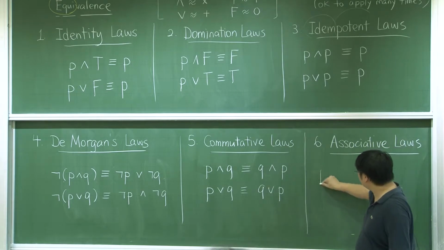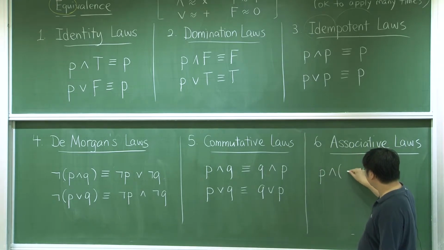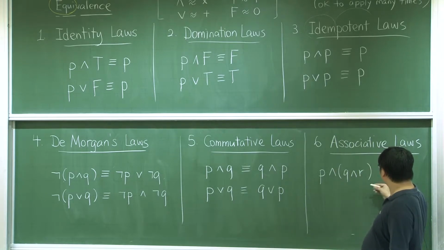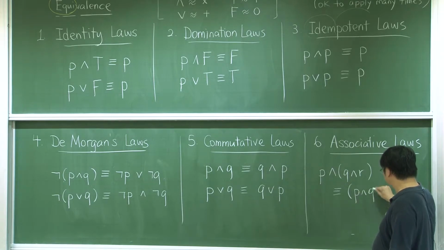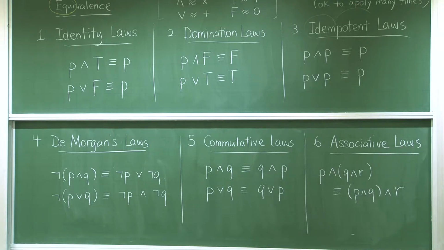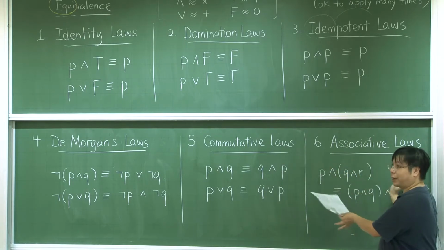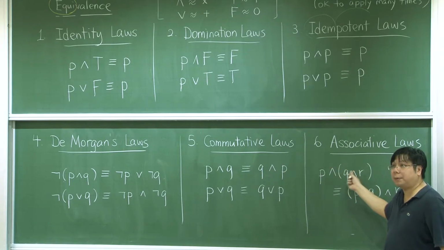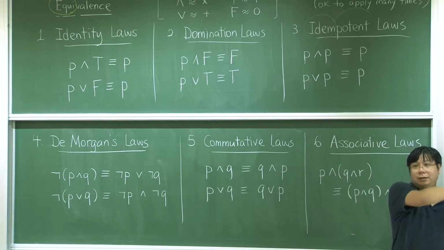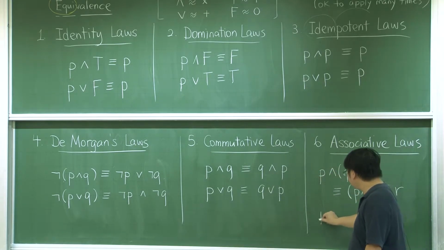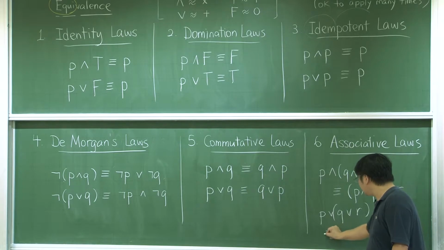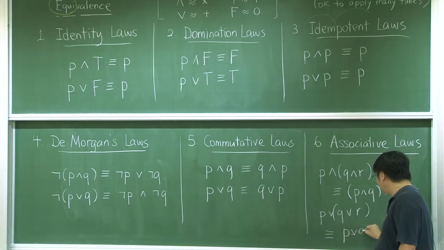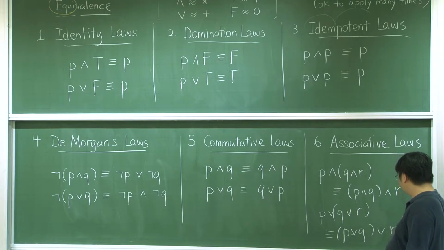So associative law, we have 3 things: P and Q and R is equivalent to, you apply P and Q first. Okay. So you can move the bracket, do whatever, as long as they are all the same symbol, and. You have a bunch of and, you can do whichever and first. And similarly, you have P or Q or R. This one is the same as you first do P or Q, and then you do OR. So this is associative law.